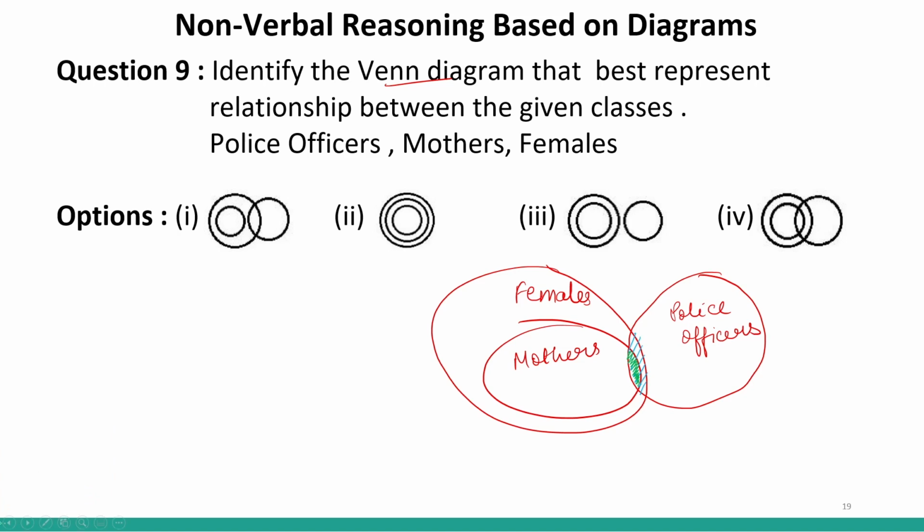So I can say that my Venn diagram will look like this: females, mothers, and police officers. And this is given in option number 4. So option number 4 will be your correct answer.